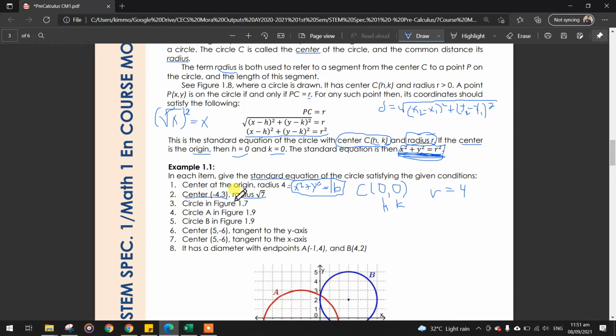So diretso ra na nato na sila ma-substitute. So i-substitute lang nato our h here kay equal siya ni negative 4 and our k is equal to 3. Okay, atong h kay negative 4, ang atong k is equal to 3, ang atong radius is equal to square root of 7.